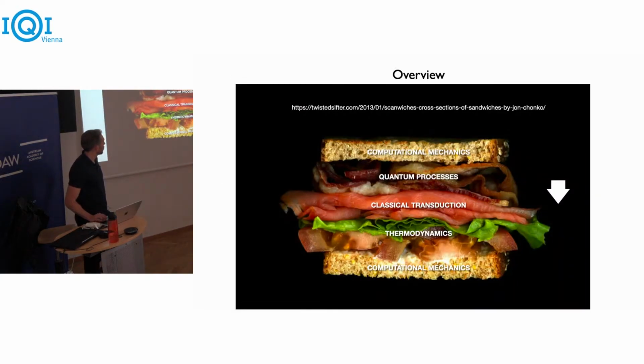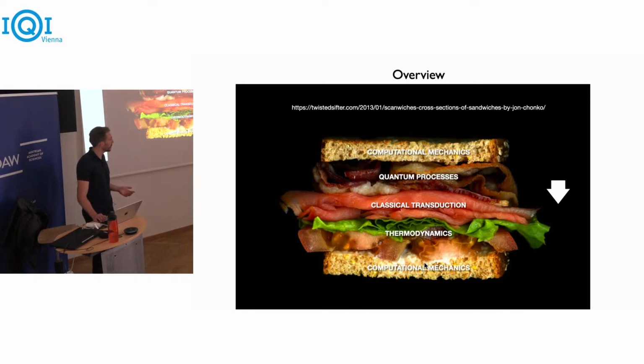So, what I've shown to you is basically a computational mechanics sandwich. I started with computational mechanics, did some hand waving about quantum processes, then started to describe how they're similar to classical transduction, which can be implemented thermodynamically, which we then see leads us back into computational mechanics measures of complexity.